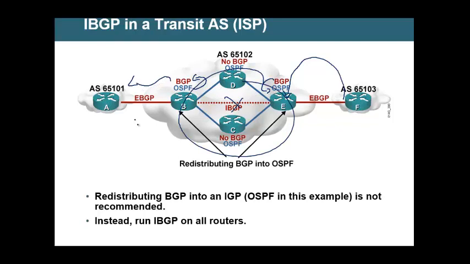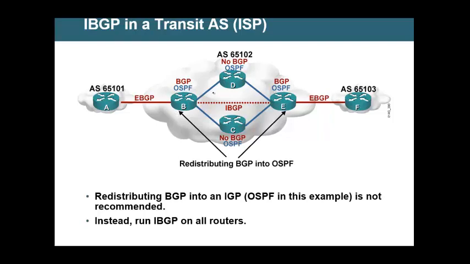That is the reason why redistributing BGP into an IGP, for example OSPF, is not recommended. Why? You are mixing both external and internal networks. We should not mix internal networks and external networks. Not good.